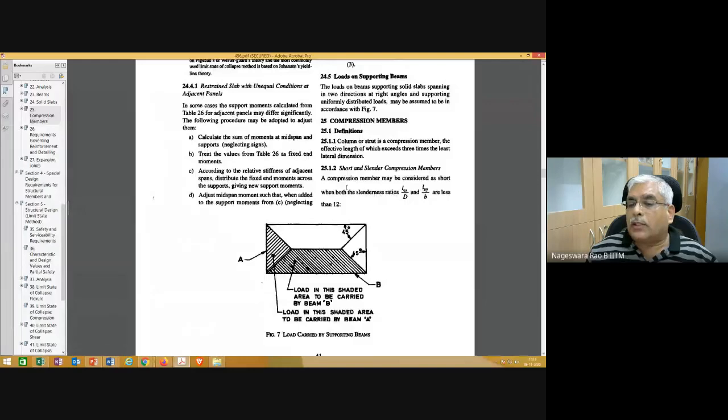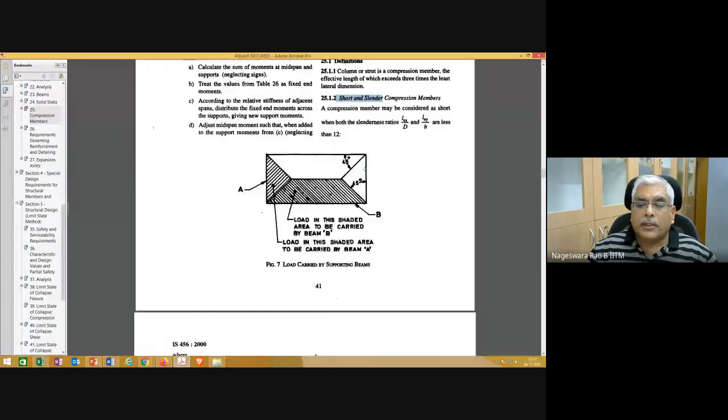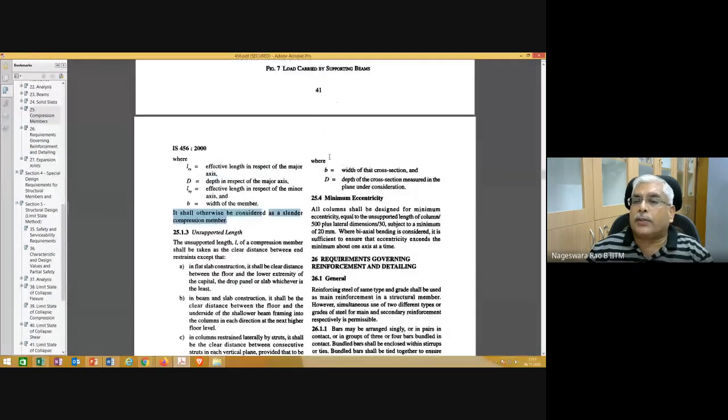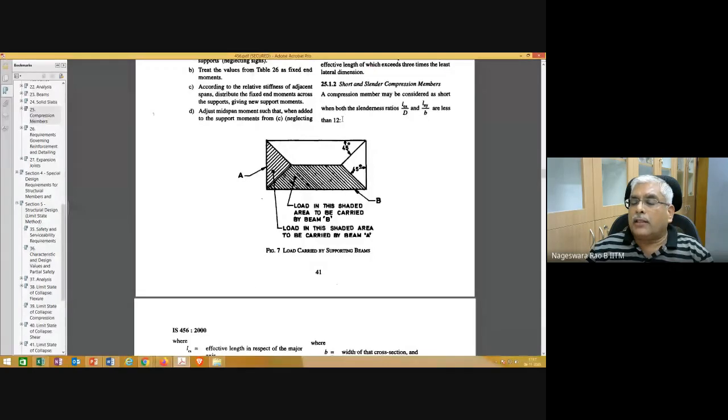When both these ratios, which are referred to as slenderness ratios, are less than 12, then it can be classified as short compression members. And there is a reason why we are actually classifying them. Otherwise it shall be considered as a slender compression member. Slender in the sense when these ratios exceed 12, then they are slender members. When these ratios are less than 12, then they are short members.